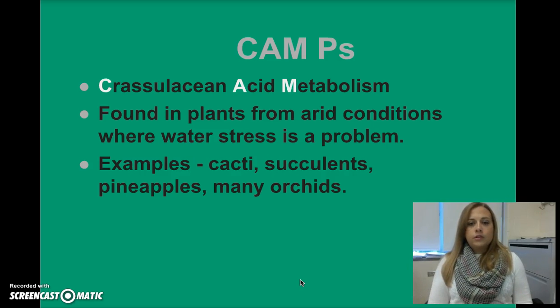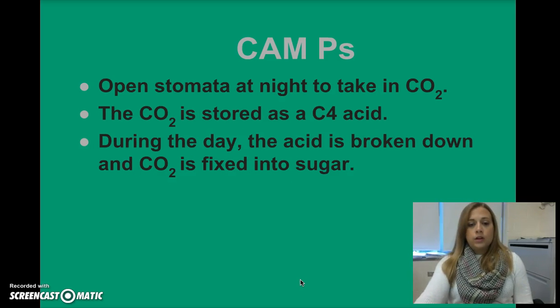All right, now we're going to look at CAM photosynthesis, and this is going to be found in plants from arid regions. So think like desert plants, like cacti, succulents, pineapples, some orchids. And so when you're looking at those kinds of regions, those arid regions like deserts, you run the risk of plants losing water if they open their stomata to take in carbon dioxide during the day. And so here we have a separation of carbon fixation in time.